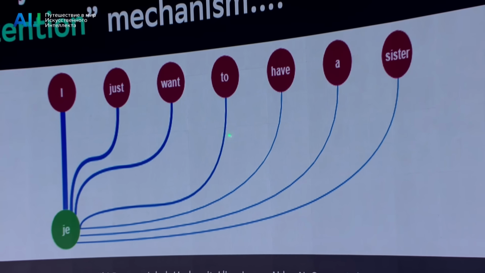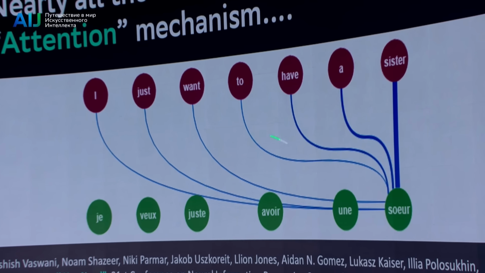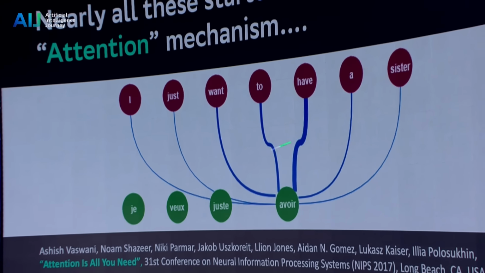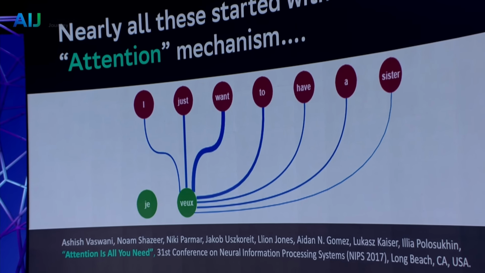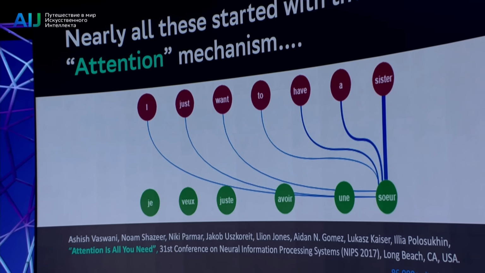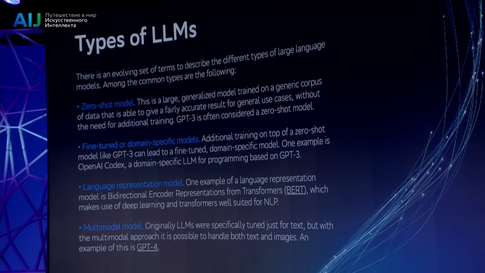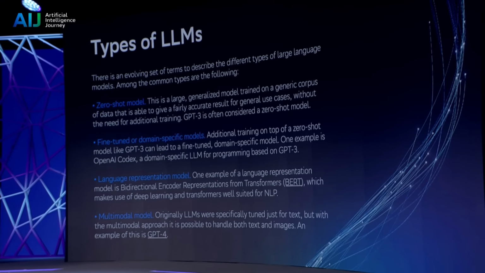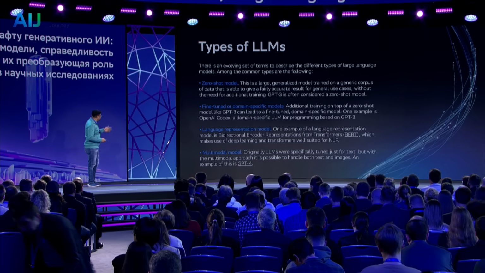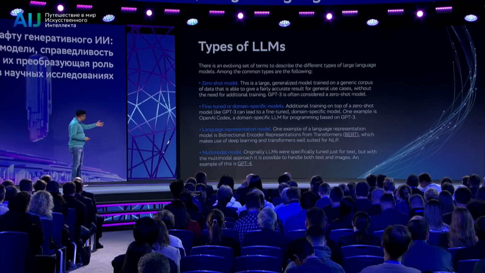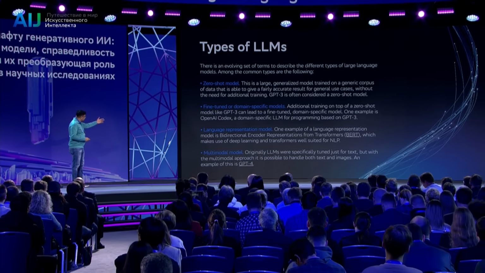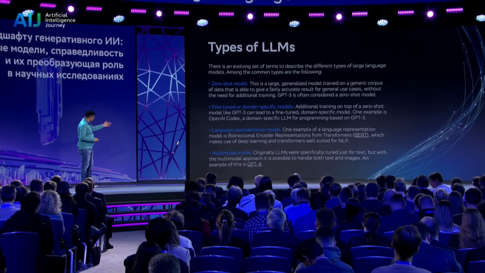Attention is a mechanism like that, where the neural network learns this sort of weighted relation between different words in 2 different languages, or the next word with the earlier words, and so on. It's a wonderful mechanism. And we have these types of large language models, including zero-shot, fine-tuned or domain-specific, language representation model, and multimodal model.